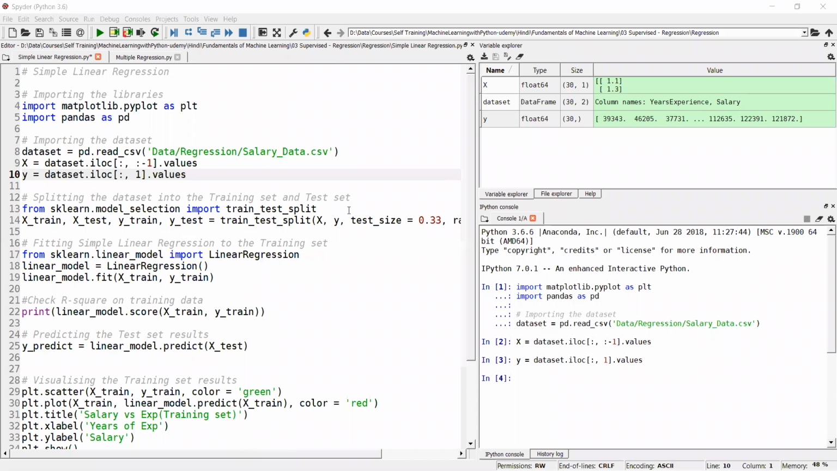Okay, no question. So now you understood why I split x and y. X has all the independent variables. Here we are having only one independent variable. Y will have the dependent variable, what you are going to predict.